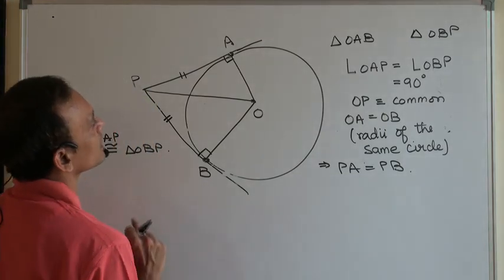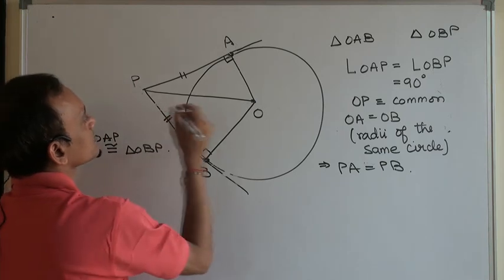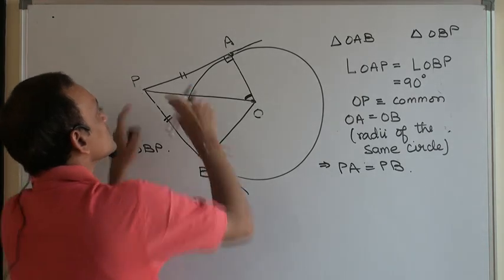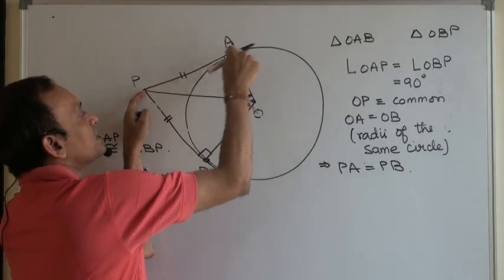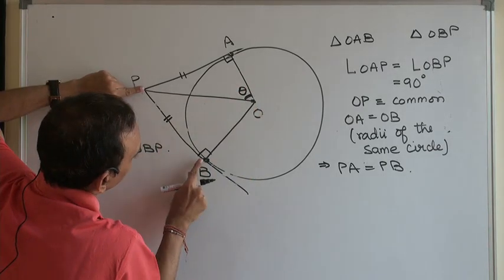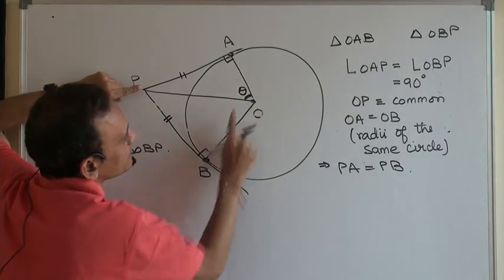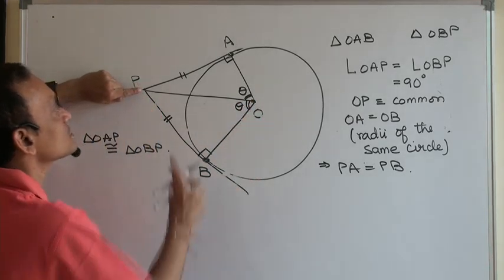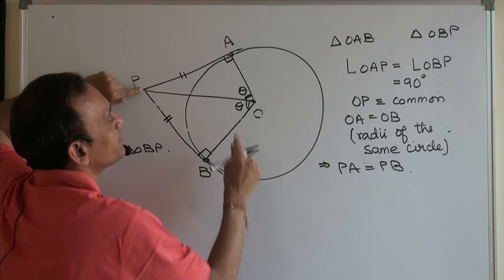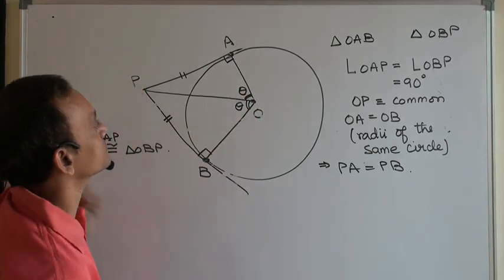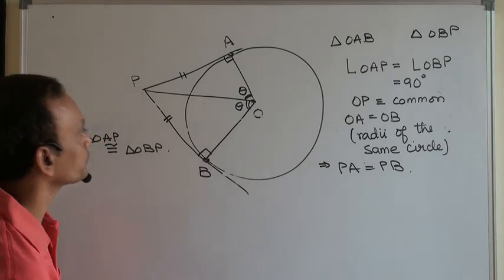since these two triangles are identical in all respects, this angle, the angle that the segment PA subtends at the center, call it theta, must be equal to the angle that PB subtends at the center. That means the two tangents PA and PB subtend the same angle theta at the center of the circle. That's property 2.